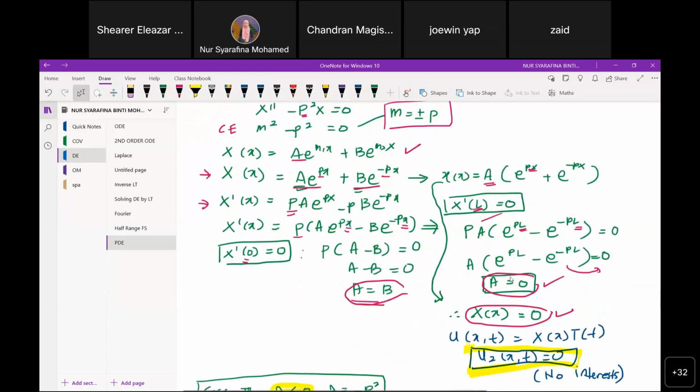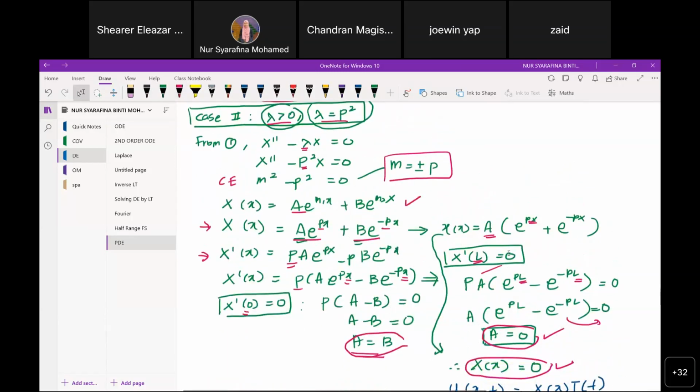Our expected solution should involve u, x, and t. And when x is 0, then there is no point in finding t. So we put no interest in this case. That's why the second solution for u gives you 0, because this is 0 times T, also 0. Is that clear? Any question? Take a look first. If you have a question, you can ask.